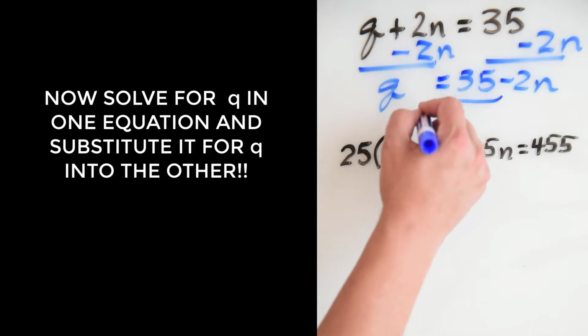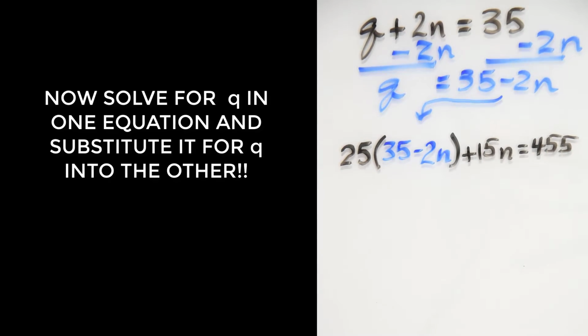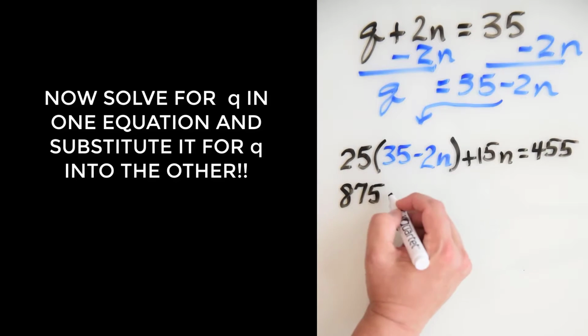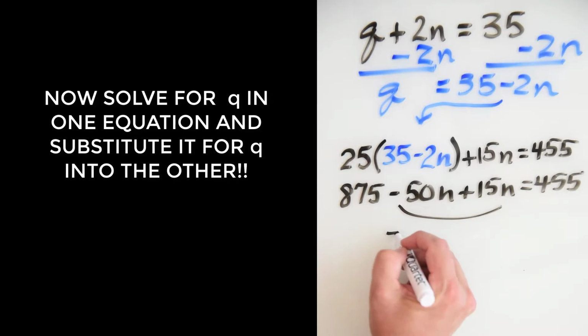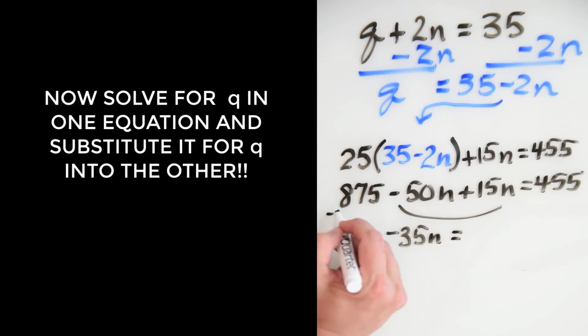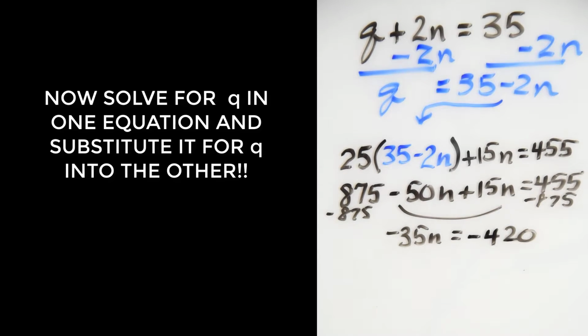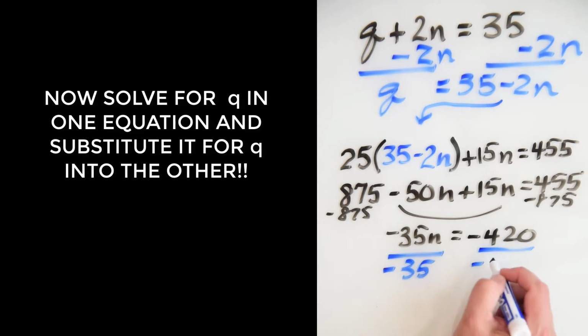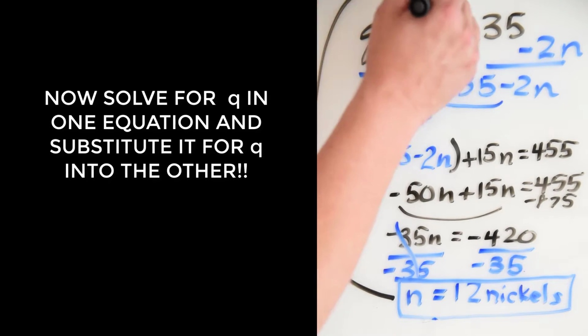So let's solve for Q in one of the equations, and Q is equal to 35 minus 2N. Now we'll sub that in for Q in the second equation, distribute out, and we get, combining like terms, negative 35N is equal to negative 420. Divide both sides by negative 35, and we get N is equal to 12.